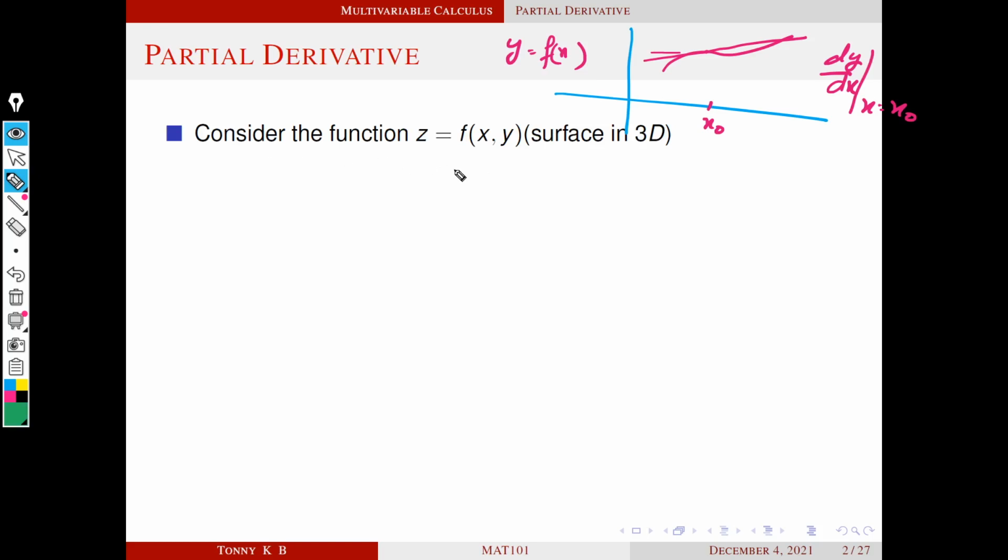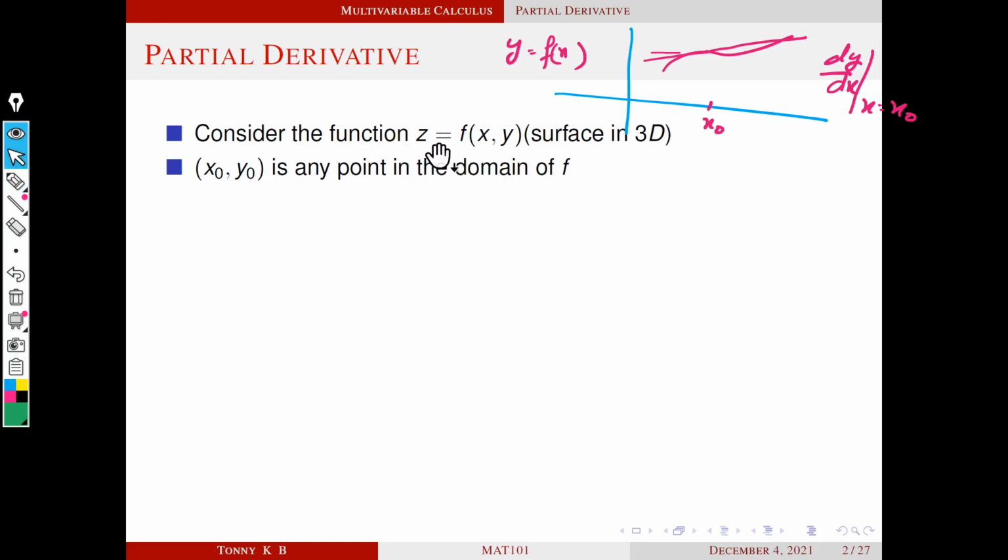We consider a function z is equal to f of x, y. Now this z depends on two independent variables x and y. Okay, it's a multivariable function of two variables x and y. And we know that z equal to f of x, y represents a surface in 3D. Similar to this x naught in one variable calculus, we consider a point in 2D, that is x naught, y naught in the domain of f.